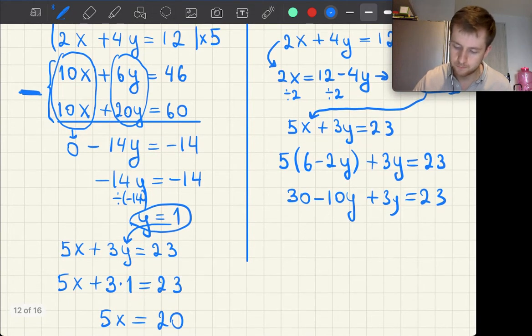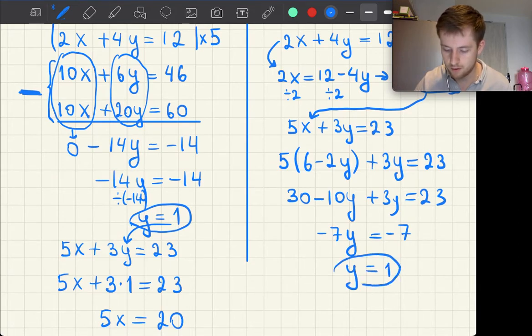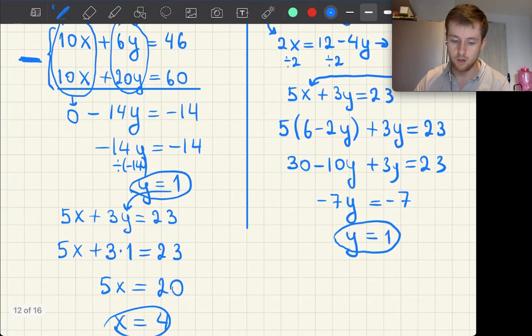Okay, let's just figure it out quickly. So we're going to have minus 7y equals 23 minus 30, which is minus 7. So minus 7y equals minus 7. y equals 1. And now we have arrived at the point where both methods become the same. When you find the first variable, the second part is the same for both methods. We just converge them.